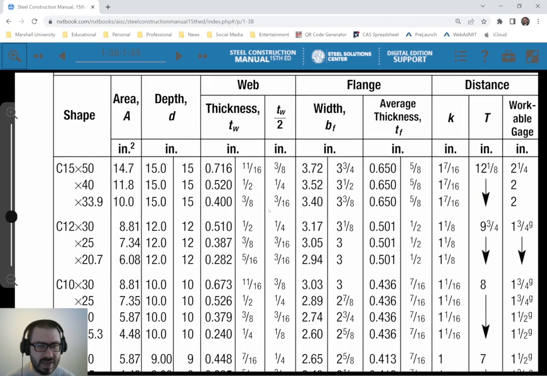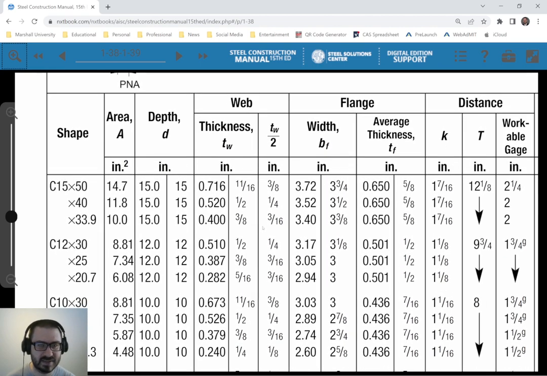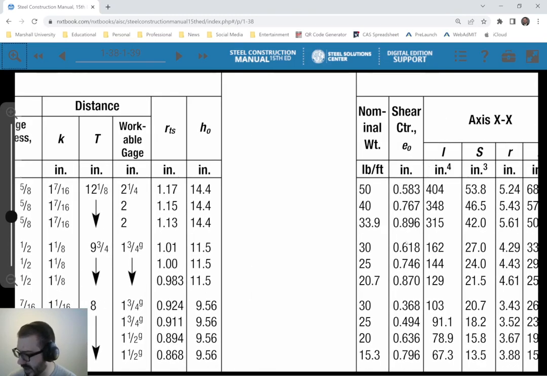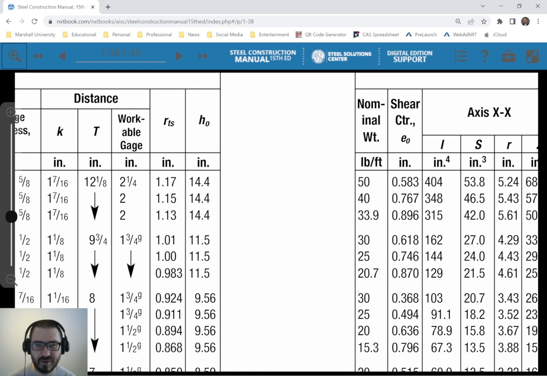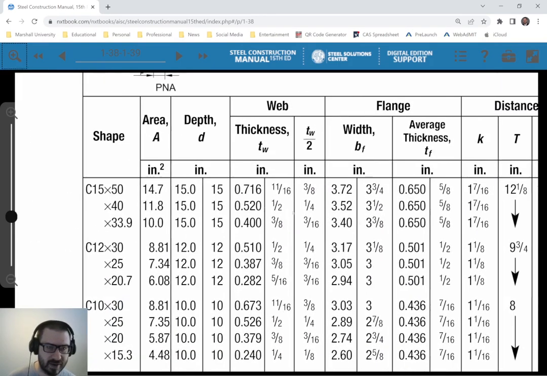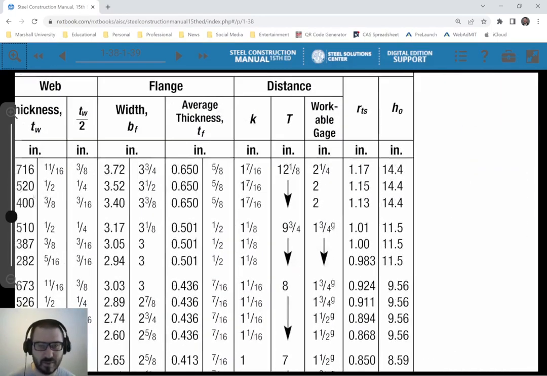So we're looking at C10x30, and I'm going to just drag horizontally. One of the things you'll see on the right page is, if you look right here, I don't know if you can see my mouse pointer, but if you see the 30, you can follow along with the weight. On the very first top rows on the page, it says 50, 40, 33.9. Over here it says 50, 40, 33.9. So it helps you as the user identify what row you're on.